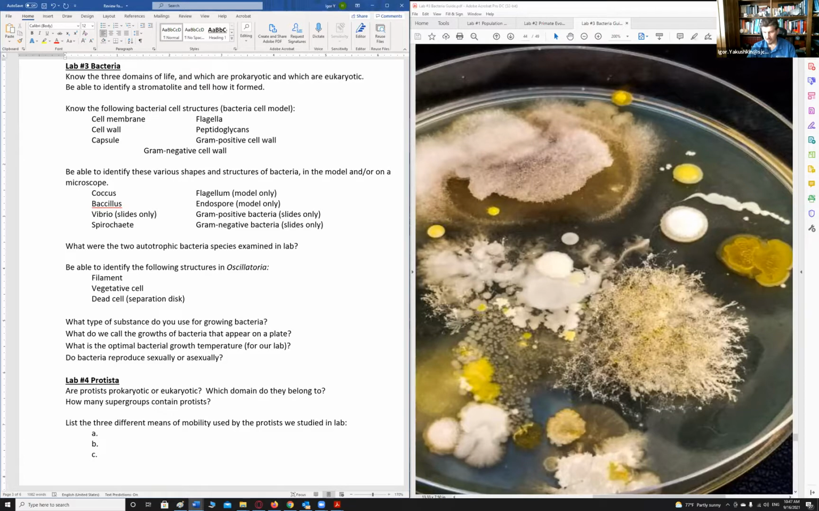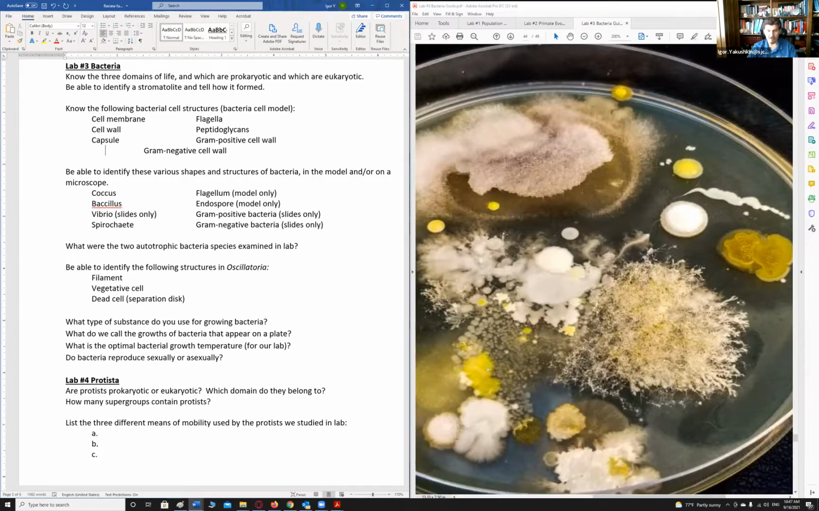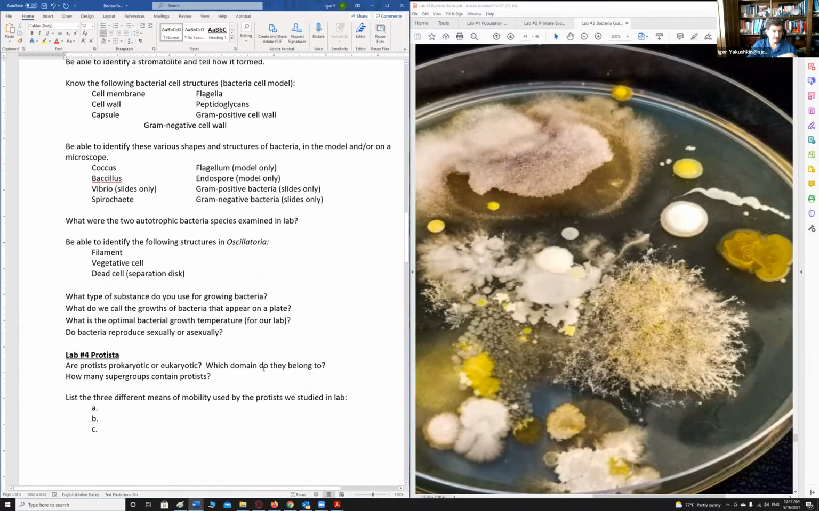The fuzzy ones are most likely mold. You can actually start seeing the sporangia being produced. We have a few other colonies of the bacteria. Initially, it was one bacteria, and then it started growing, so we can start seeing. What is the optimal bacteria growth temperature? Body temperature at around 36, 37 degrees Celsius, roughly 95, 97 degrees Fahrenheit.